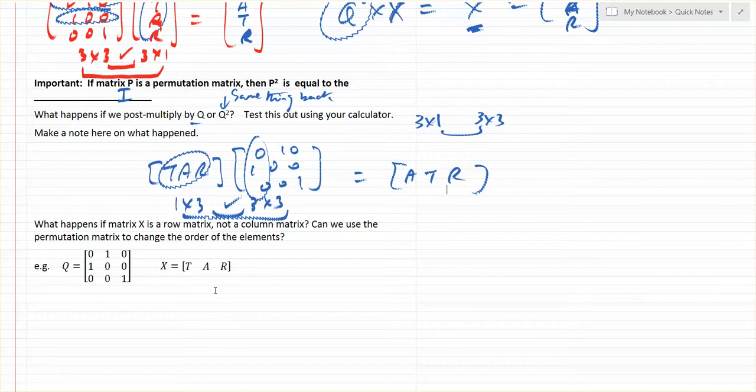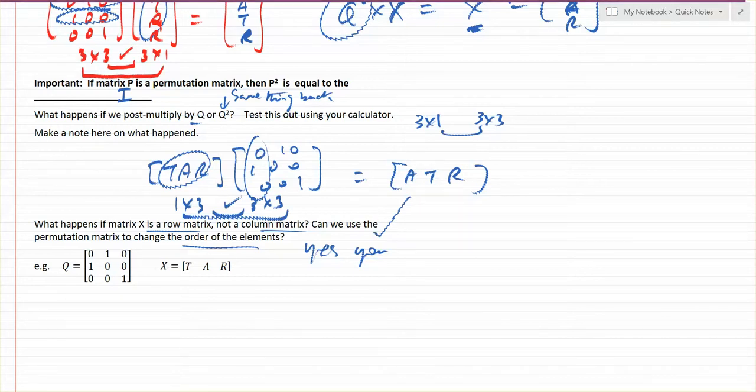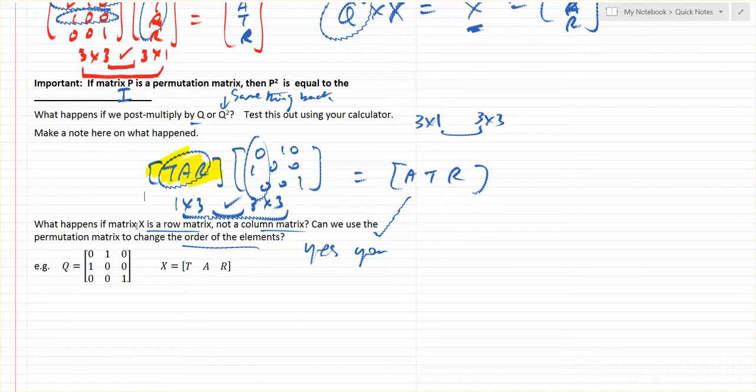So what happens if matrix X is a row matrix and not a column matrix? Can we use a permutation? Yes, you can, and I've just shown you. You first need to change the permutation matrix so that it is compatible with a row matrix. Remember, matrix laws apply. You can't just multiply it straight away.